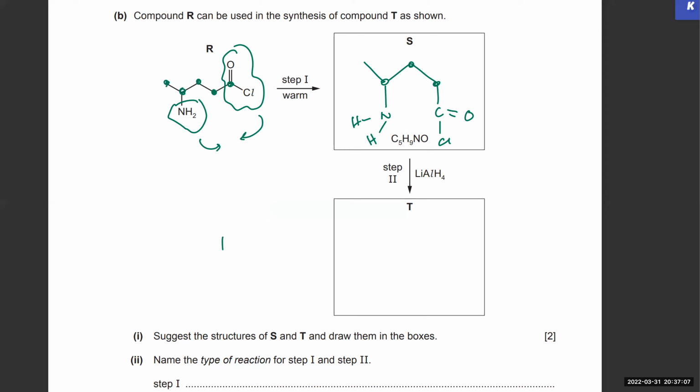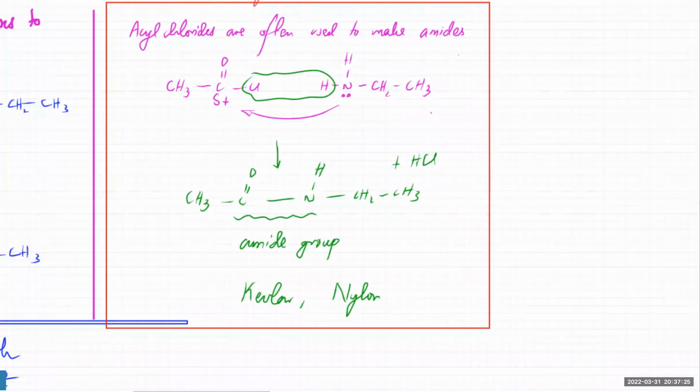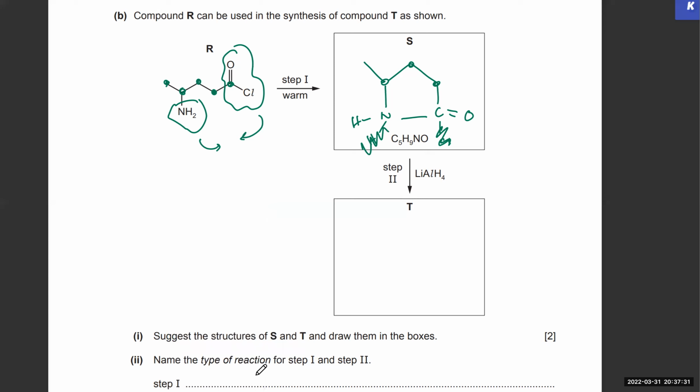The next thing is, okay, so the H will get knocked out, the Cl will get knocked out, and they're going to join up. And then he's using LiAlH4, that is reduction. Remember, amides get reduced. Amides, all nitrogen compounds, pretty much get reduced. So nitrobenzene gets reduced. Amides, they get reduced.